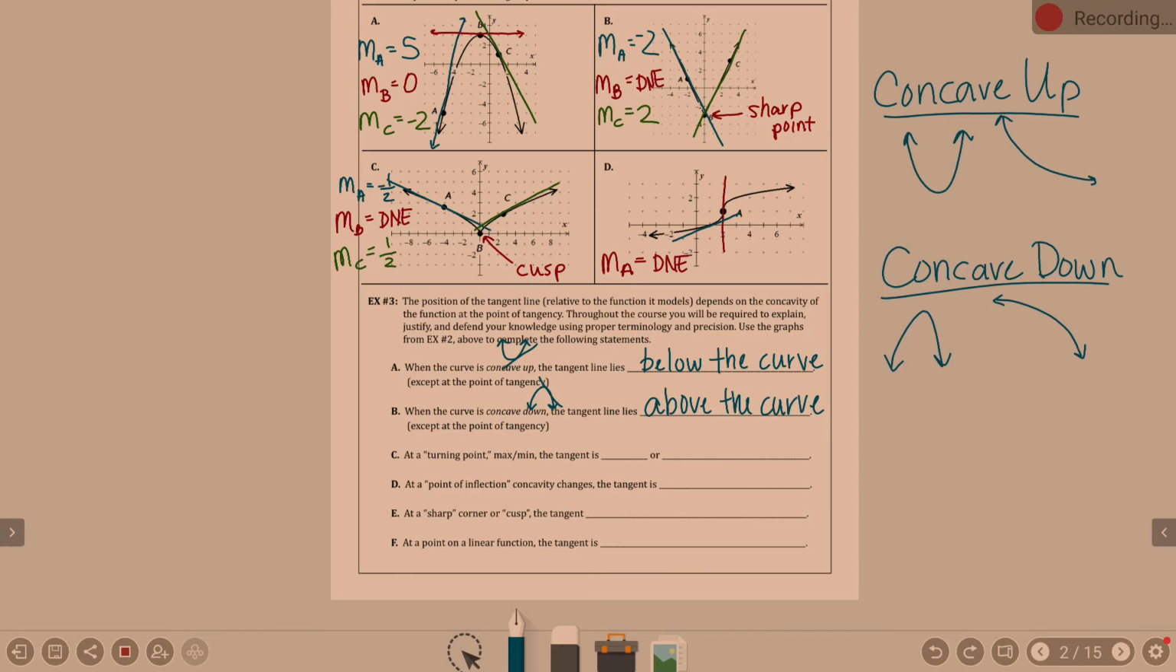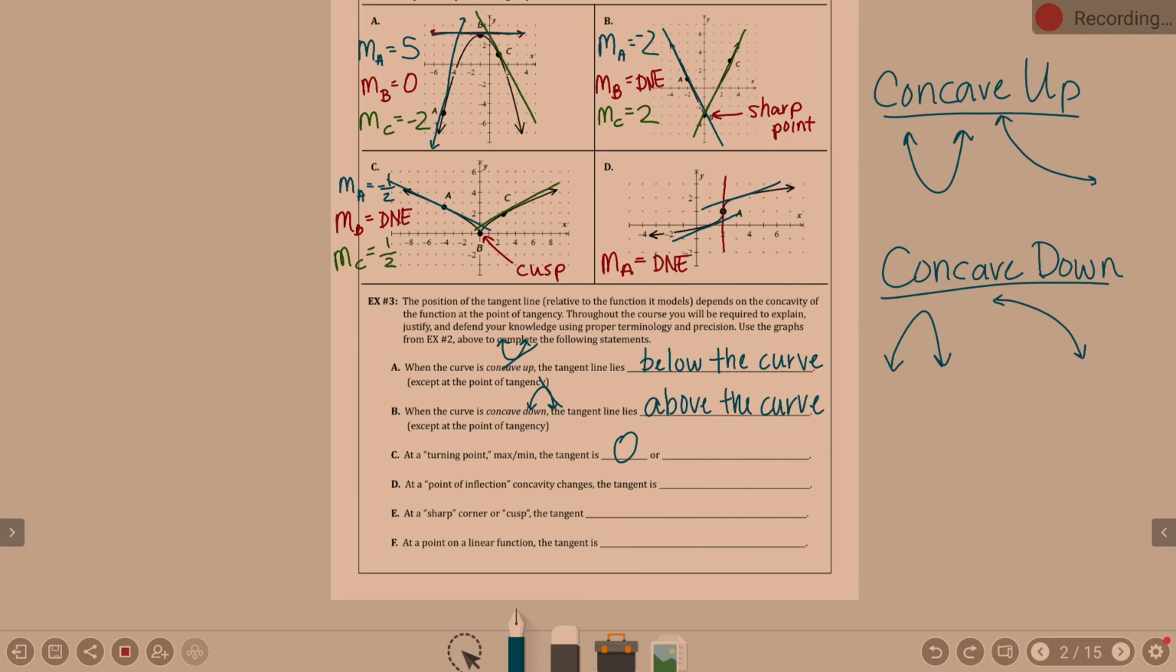At a turning point or a max or min, the tangent is blank or blank. Well, what is the tangent at a max or a min? 0. A turning point. Right here in D, this is a good example. This graph turns. Right here, on the bottom part, it's concave up. And then it goes through this point, and now it is concave down. So what is the tangent line here at the turning point or point of inflection? That is a vertical, right?